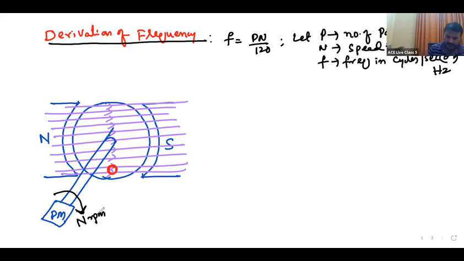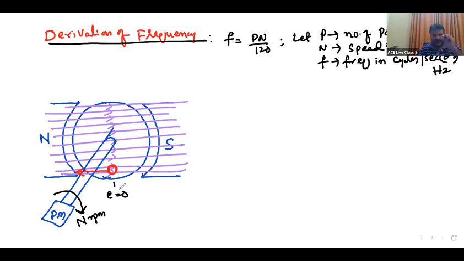Now, when it is rotating, in which direction will this conductor move? At this instant, it will move in this direction. Then what is the induced EMF? The induced EMF is 0. When the conductor is in between the poles, it is not cutting the flux. Say this is instant 1. At instant 1, the induced EMF is 0, because it is moving parallel to the flux lines.